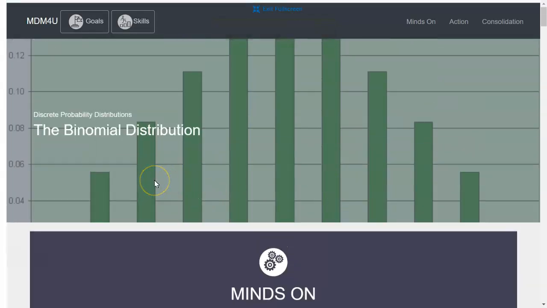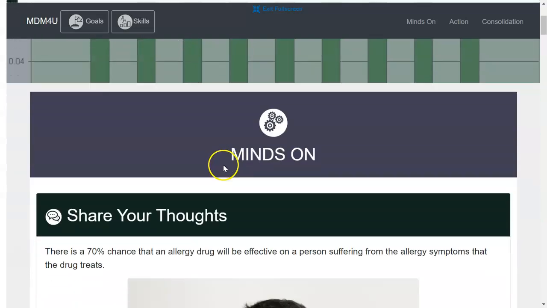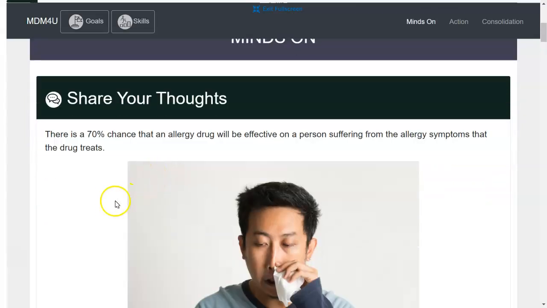U3A2, the binomial distribution. This is a little confusing, but it's actually not too difficult, I don't think. So what's going on here is we'll look at an example and we'll work off this example. I think this is the best way to do it.